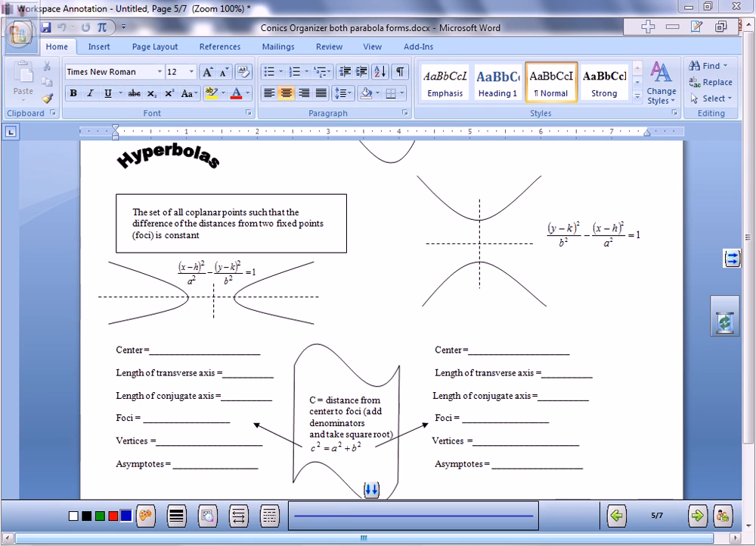A hyperbola is the set of all coplanar points such that the difference of the distances between two fixed points is constant.